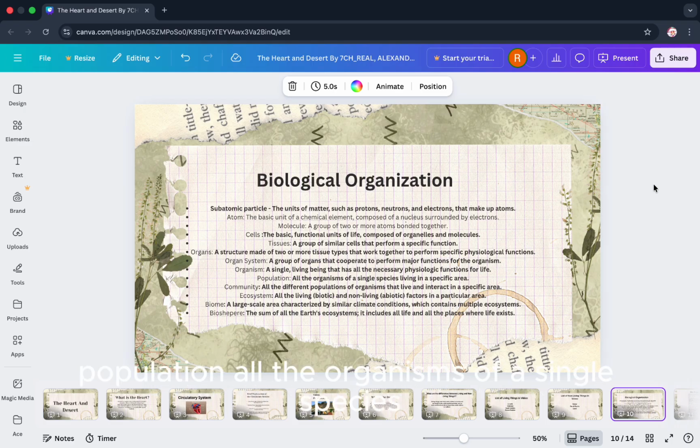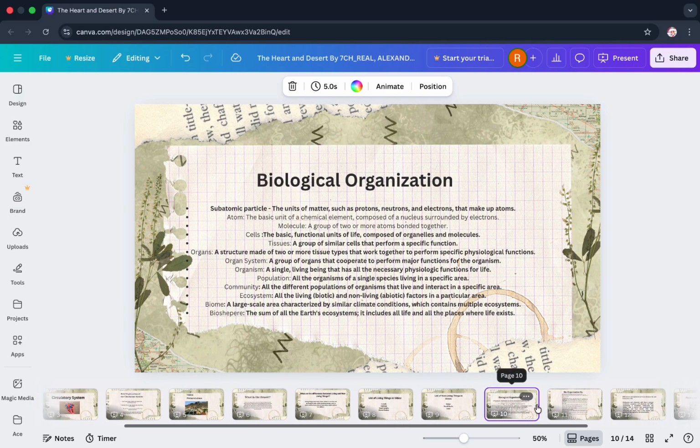Population, all the organisms of a single species living in a specific area. Community, all the different populations of organisms that live and interact in a specific area. Ecosystem, all the living biotic and non-living abiotic factors in a particular area. Biome, a large-scale area characterized by similar climate conditions, which contains multiple ecosystems. Biosphere, the sum of Earth's ecosystems. It includes all life and all the places where life exists.